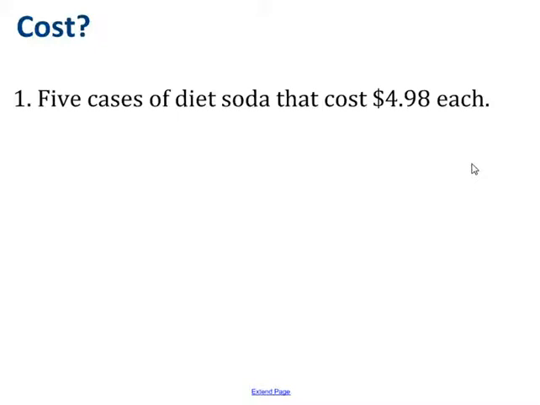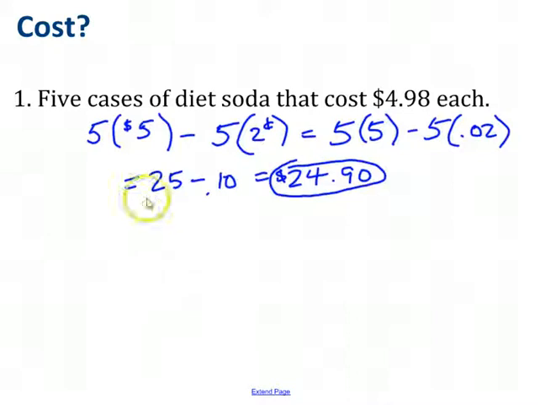Or an even more relevant example that a lot of students find useful. If I have 5 cases of soda and each one of them costs $4.98, how much am I actually going to be charged? How do I know whether or not I'm getting charged the right price? Well, here's how I would work it out. I would do 5 times $5. Notice how close $4.98 is to $5. It's 2 cents off. It's 2 cents below. So it's going to be minus 5 cases after all, 5 of these 2 cents. So minus 5 times 2 cents.